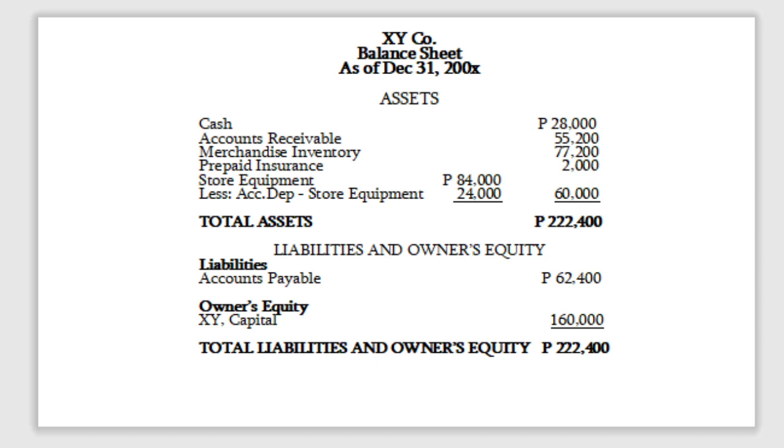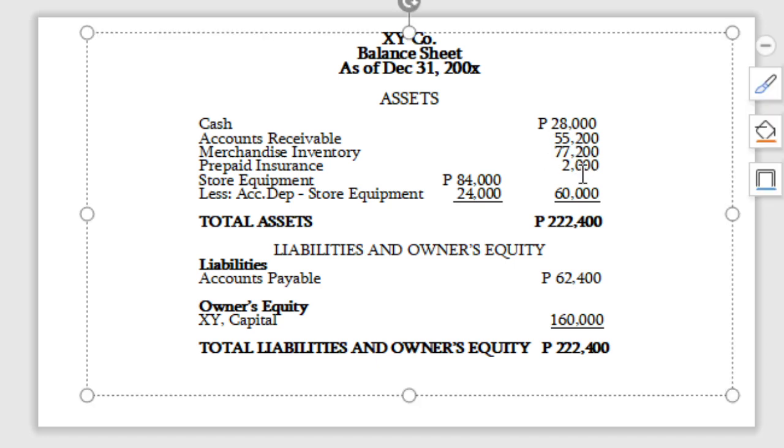Take note pala na ang closing entries ginagawa natin at the end of the year. So, after na ma-prepare yung ating financial statements, ginagawa natin yung closing entries. So, tingnan nyo itong ating balance sheet. Ang magbabago lang dito sa ating balance sheet right after our closing entries is ito ating capital na 160,000.